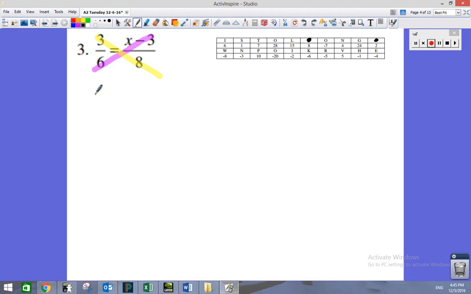So we have 3 times 8, which is 24, and then we have 6 times this binomial, and we do need to have it in parentheses because both terms get multiplied by 6. So the distributive property allows us to multiply, distribute over the subtraction. So this first term x gets multiplied by 6, and the second term 3 gets multiplied by 6. So now I have the number on the left. I want to get this variable by itself, so I'm going to add 18 to both sides of this equation.